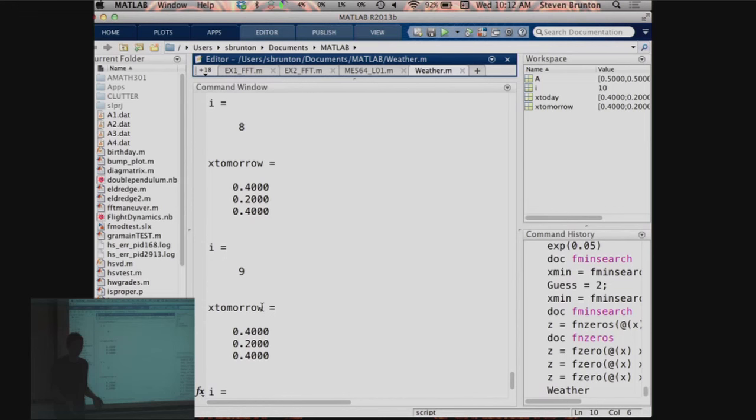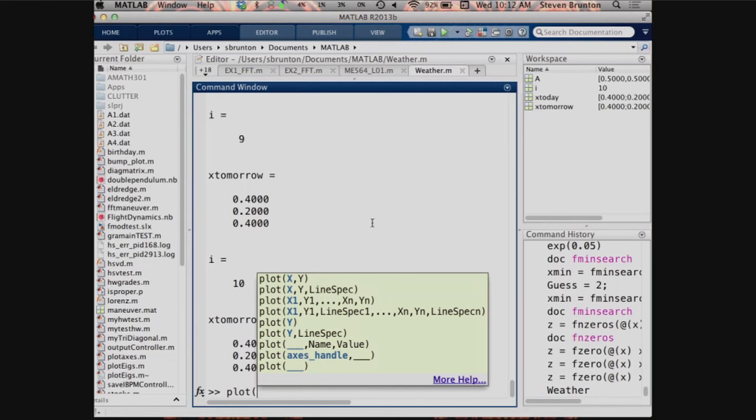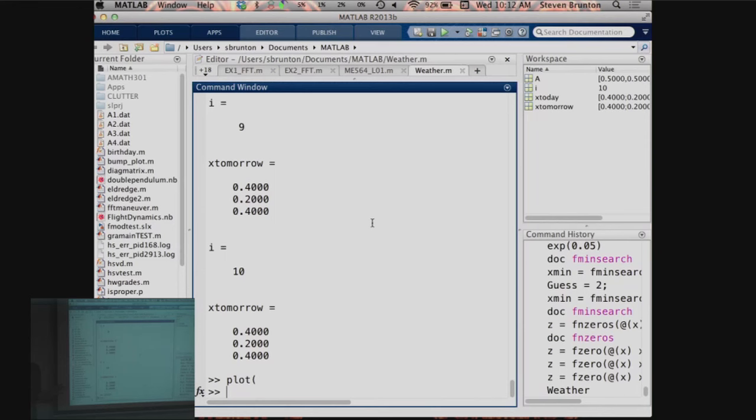We can always plot this in MATLAB. Well, I didn't save any of the data. We'll do plotting later. Okay, are there any questions about this simple example?